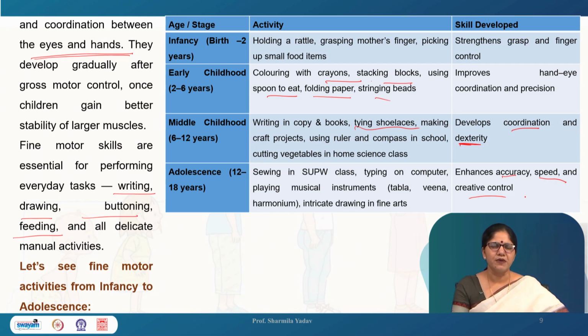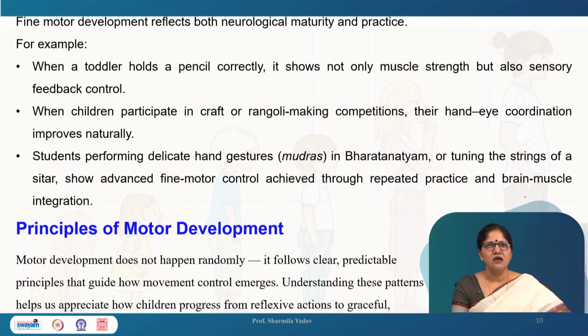So this is all about the gross motor skills from infancy to adolescence, and fine motor skills, activities and the skills developed again from infancy to adolescence. Fine motor development reflects both neurological maturity and practice. For example, when a toddler holds a pencil correctly, it shows not only muscle strength but also sensory feedback control. It's related to the neurological maturity and also the exercise and practice.